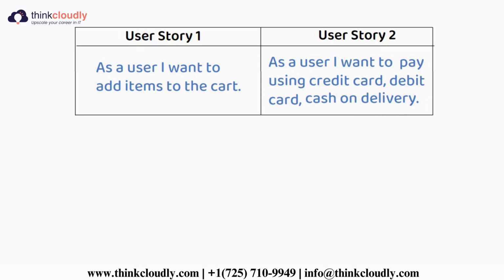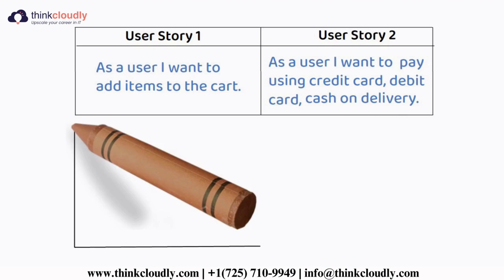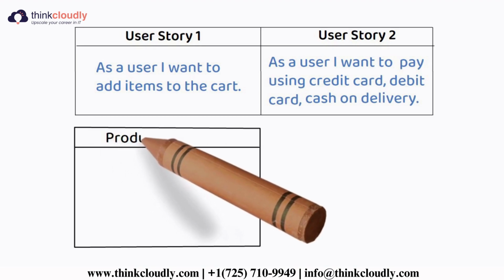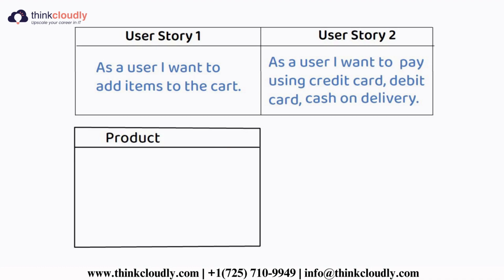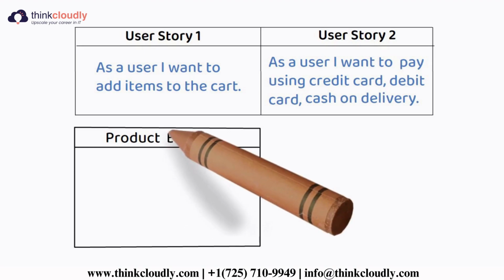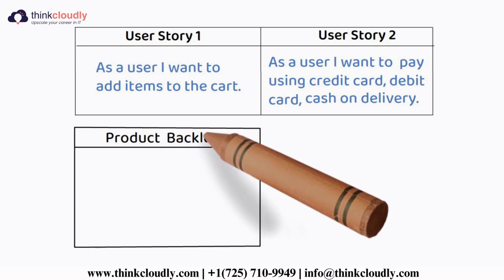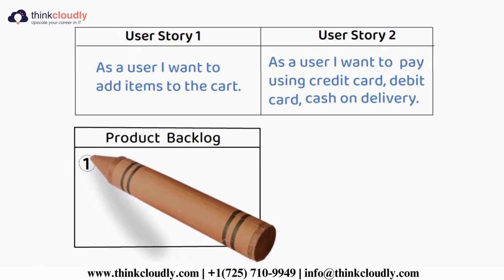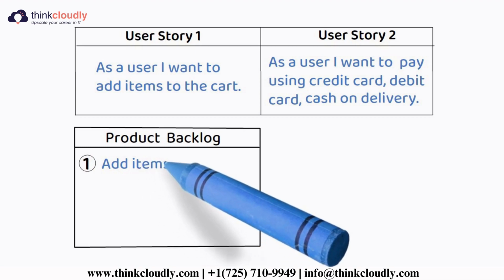So now I will break these user stories into features, and these features will be written into the document which is known as product backlog. So this is my product backlog in which I will write the features. Let me extend this. So in my product backlog, the first feature will be add items to cart.